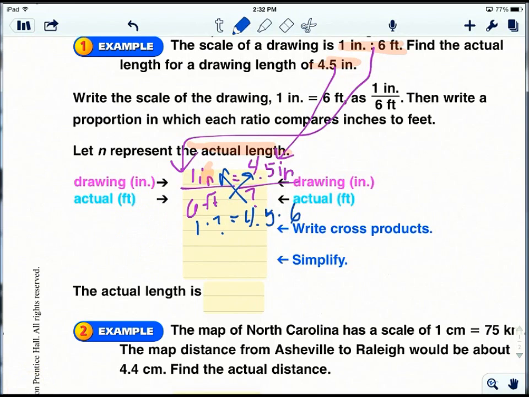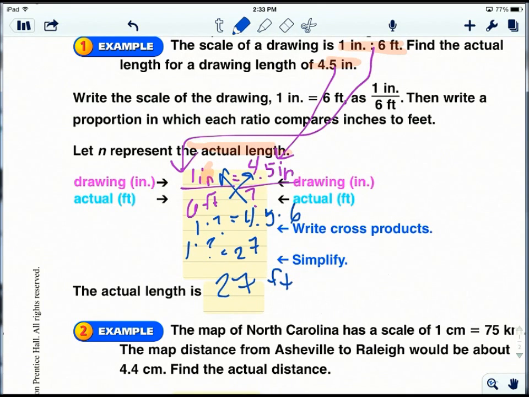If I go ahead and multiply that, I get 27 is equal to 1 times a number. Well, the only number that you can multiply 1 by to get 27 is 27. So the actual length in real life, this person is actually 27 feet.